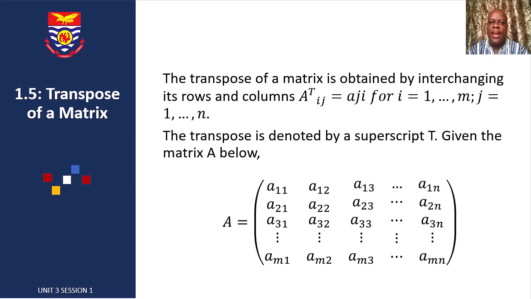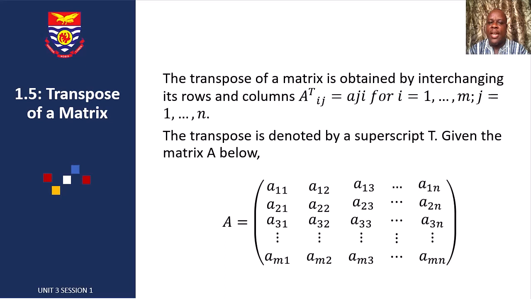Let's find the transpose of a matrix. The transpose of a matrix is obtained by interchanging its rows and columns. This means that if you have, for example, a 3 by 3 matrix and you want to find its transpose, the first row of the matrix becomes the first column. The second row of that matrix becomes the second column. And the third row becomes the third column.